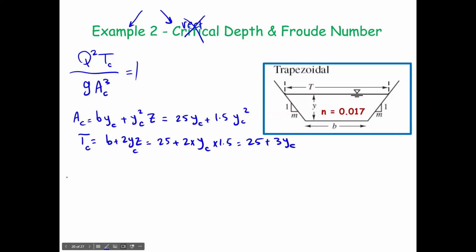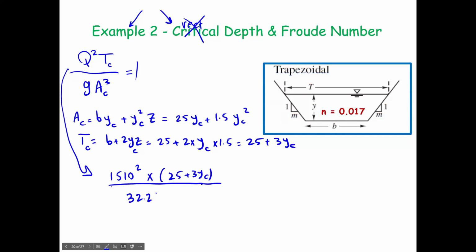That's Tc. Now I just need to put everything I have. Q was 1510, squared, multiplied by 25 plus 3 yc, divided by 32.2. Be careful, it's not SI. Area is 25 yc plus 1.5 yc squared, cubed. That should be equal to 1. So find yc from here.